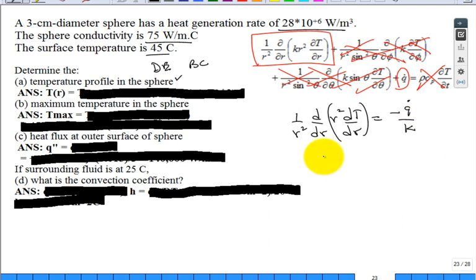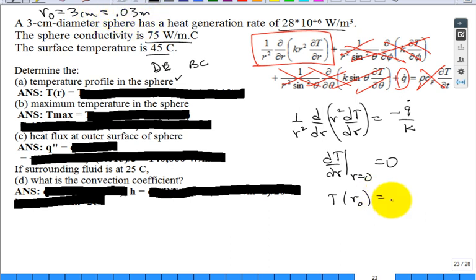Boundary condition. The rate of change of temperature at r equal to 0 is 0, just like on our cylindrical, spherical, has to be. And then temperature at r naught of 3 centimeters, which is 0.03 meter, is equal to a given value of 45 degrees, or I'm going to just call it TS, which is 45 degrees. You work in symbols and then substitute numeric values later.